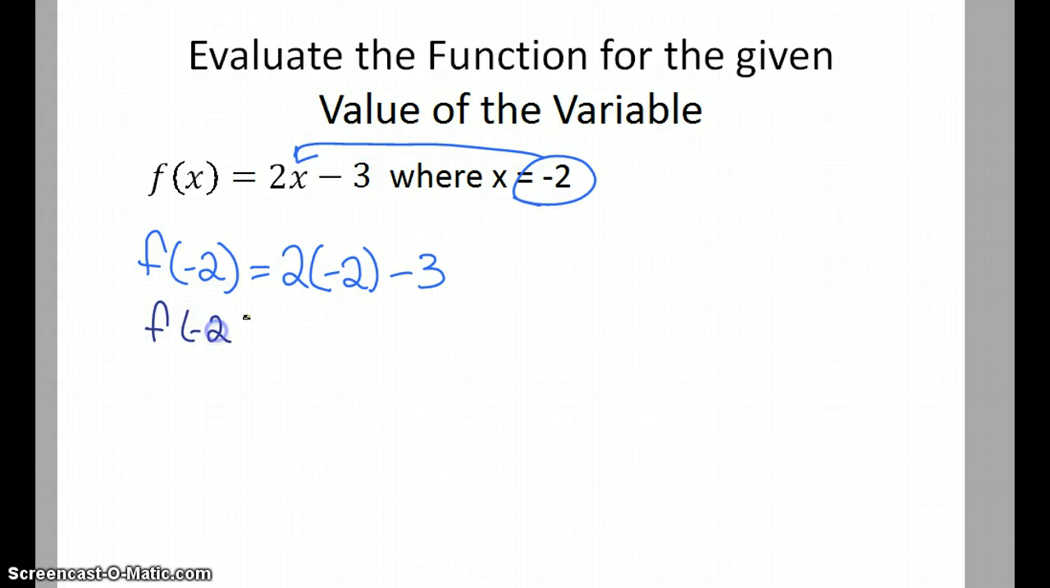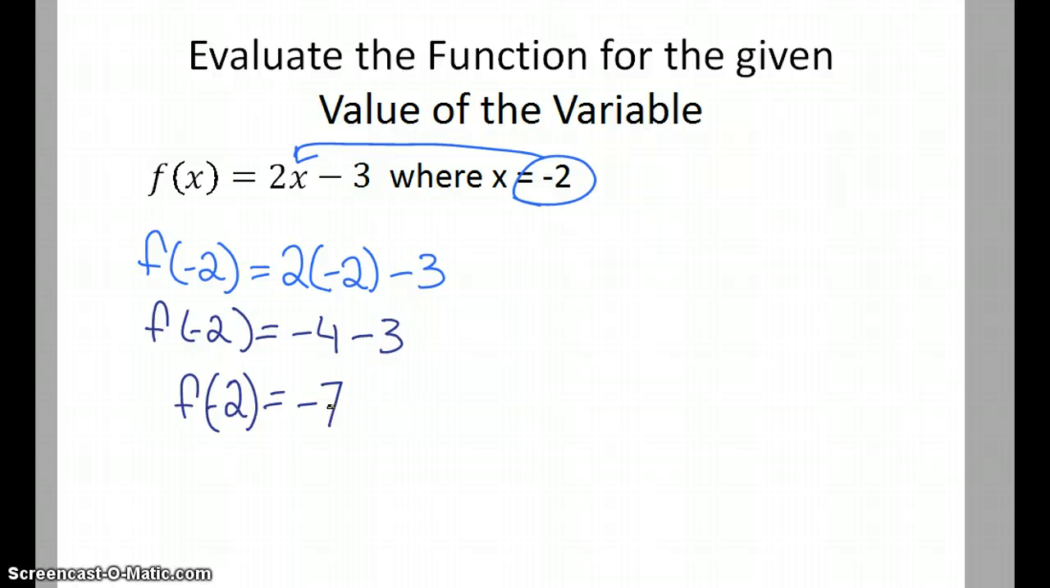So f at negative 2 is equal to 2 times negative 2, which is negative 4. Bring down my minus 3. So f at negative 2 is equal to negative 7. This actually gives me an ordered pair. My x value is negative 2, my y value is negative 7. So now I have the point negative 2, negative 7. This is going to help me label my information.